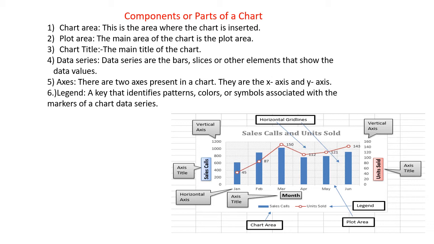Now data series. Data series are the bars or values that show the data values. These bars, January, February, March, these are your data bars or data series. They show the data values. For example, March is showing the data value 150. Now axis. In a chart there are two axes. This is the horizontal axis, which is called the category axis, and the y axis is called the vertical axis or value axis because we plot values against it.